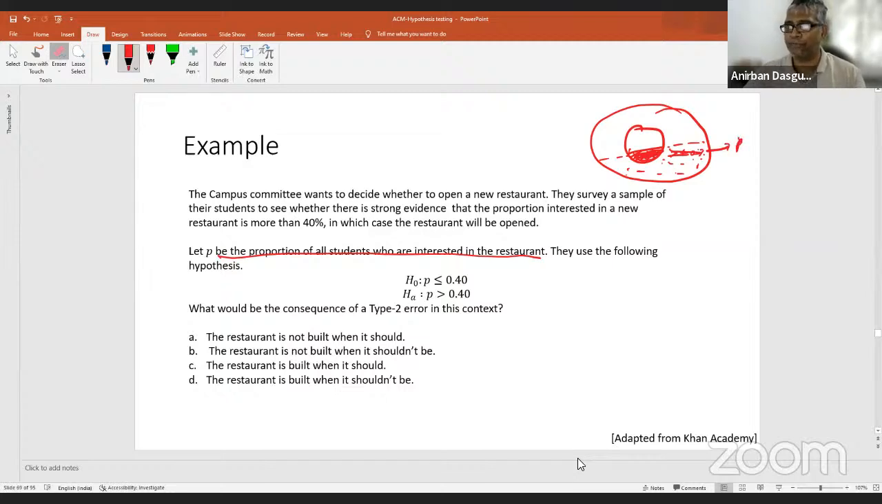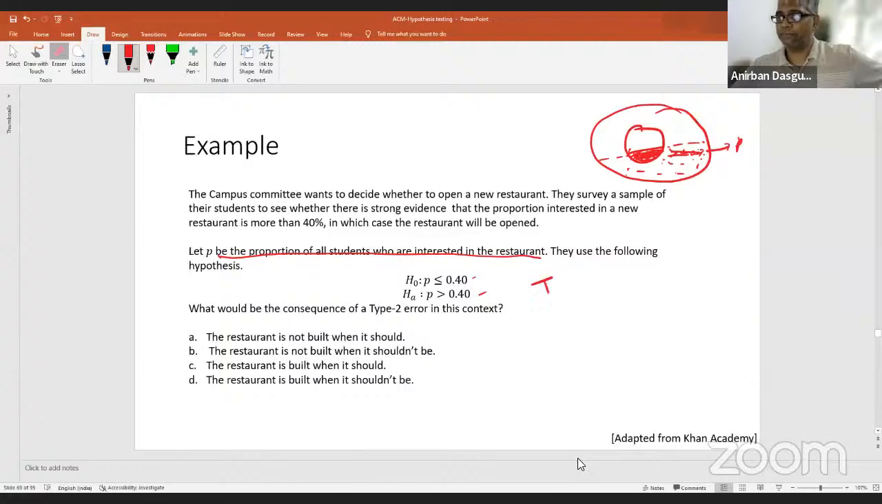Which you don't know. Suppose they use the following two hypotheses. Very important question. They're saying that the null hypothesis is that P is less than or equal to 0.4, saying that I maintain the status quo. I won't open a restaurant. The alternate hypothesis is that P is bigger than 0.4. It means that I reject the null hypothesis only if there is strong evidence. I open the restaurant only if there is strong evidence to reject the null hypothesis.